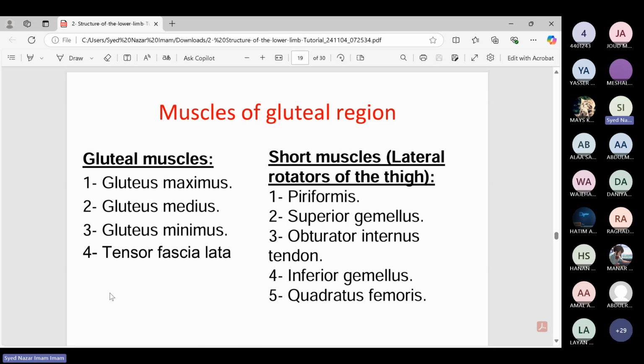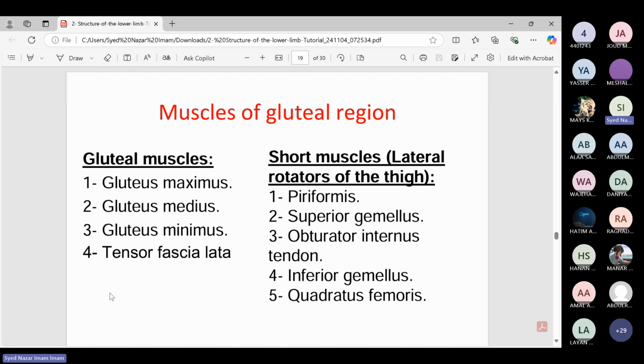Where is the origin of all these muscles? Now see this. Go to the hip bone. Go to the posterior part of the hip bone. We have the ischial tuberosity, which is for the origin of the posterior compartment of the thigh, that is the hamstring muscles: semitendinosus, semimembranosus, and biceps femoris.